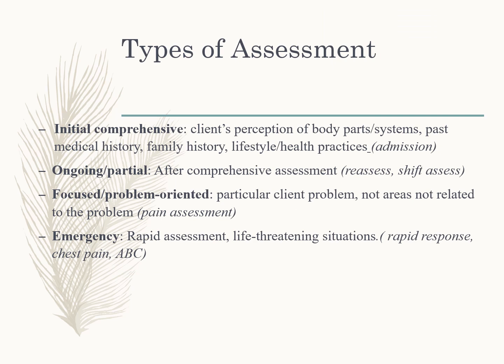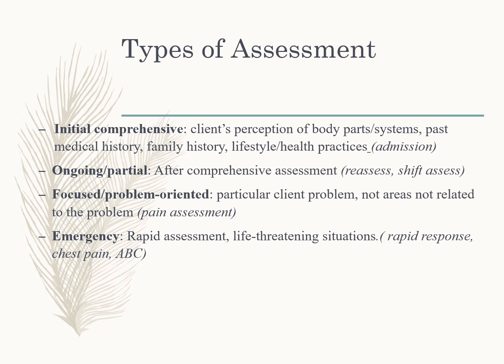So there are different types of assessment. The initial comprehensive assessment includes the client's perception of the body parts or systems. We call this review of systems. Past medical history and family history with lifestyle and health practices. And we typically do this on an admission where we're collecting a large amount of data and we have not worked with the patient previously. We're going to gather that information.